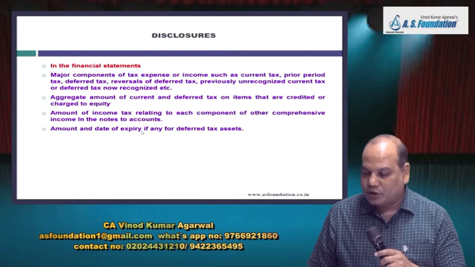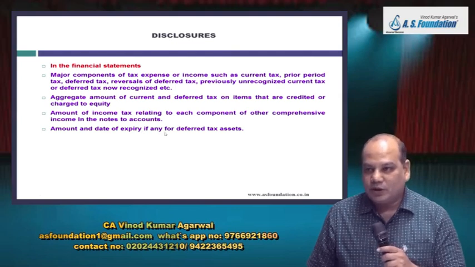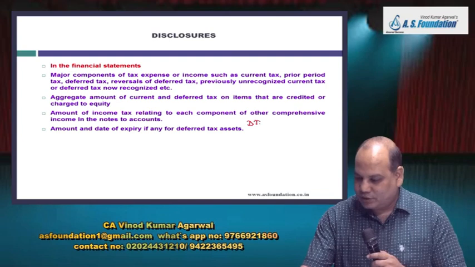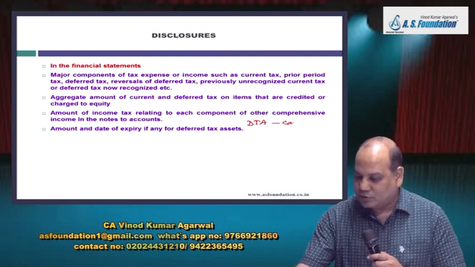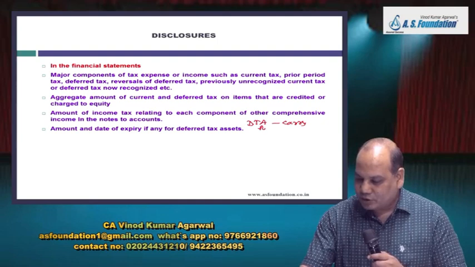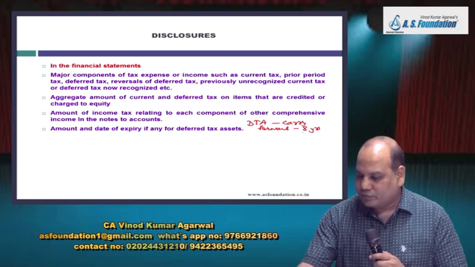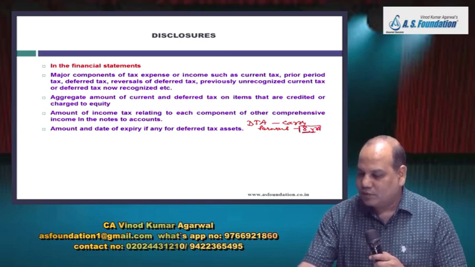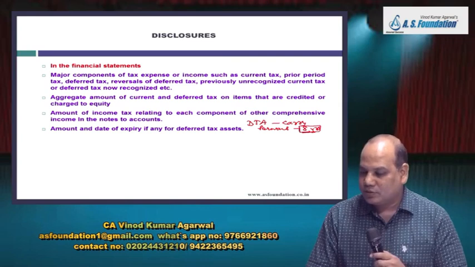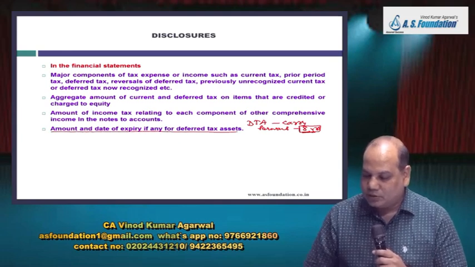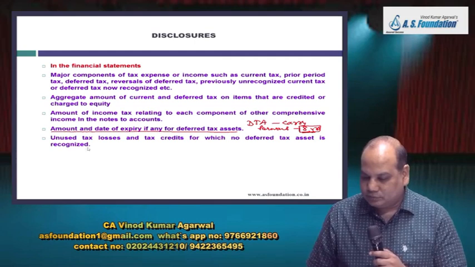Amount and date of expiry, if any, for deferred tax asset. For example, if DTA is created on carry forward loss, and the loss can be carried forward for 8 years, that means you know that in 8 years if I do not have sufficient profit, this DTA would lapse. So you have to disclose the amount and date of expiry, if any, for deferred tax asset.